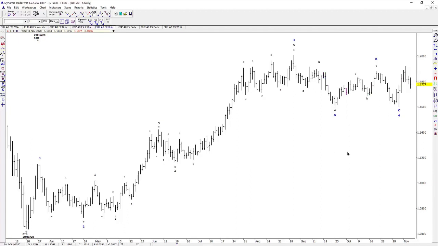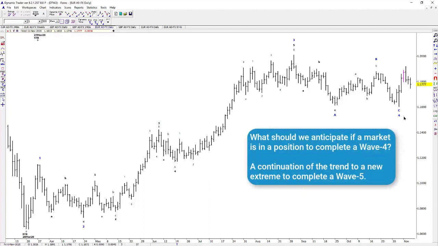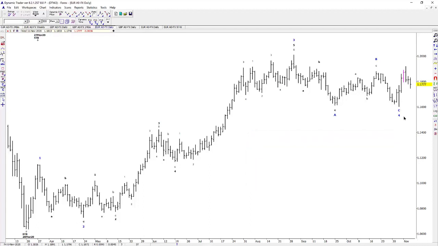Well, what should we anticipate following this probable wave 4 low? We should anticipate a wave 5, which itself should break down into 5 waves. It should have subdivisions, a 5-wave advance. So I'm going to add some more data onto this chart.